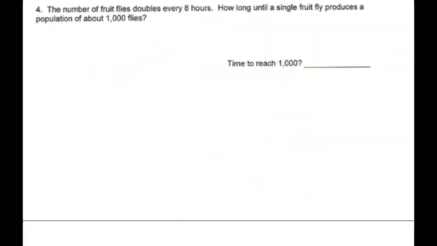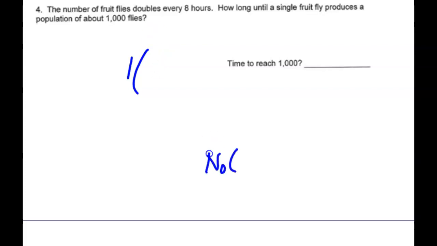Oh, here's a quick doubling one. The number of fruit flies doubles every 8 hours. How long until a single fruit fly produces a population of about 1,000? So what are we starting with? Our initial population of fruit flies is 1, apparently 1 pregnant fruit fly, right? And what is the rate we're going to use?